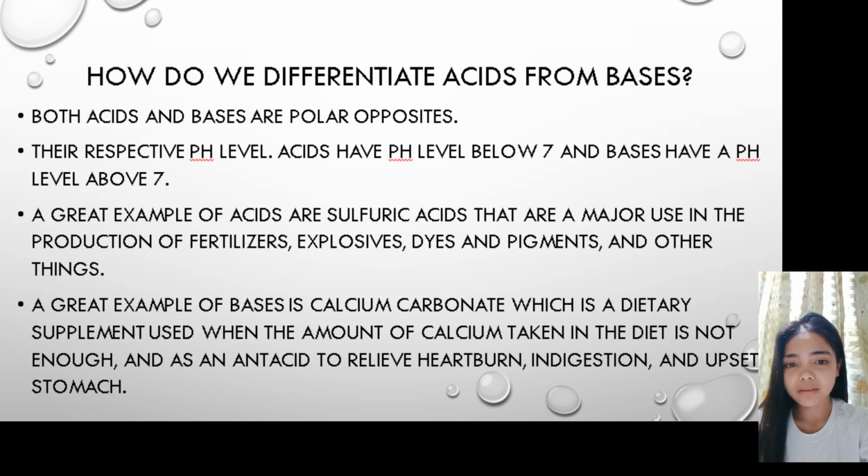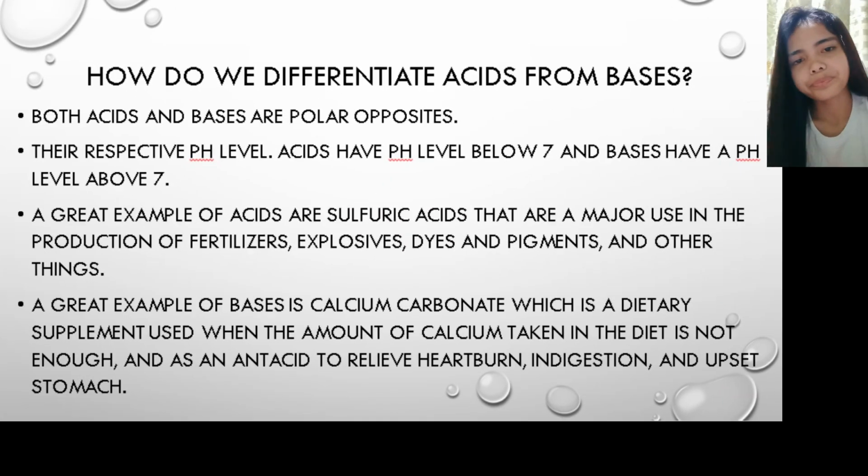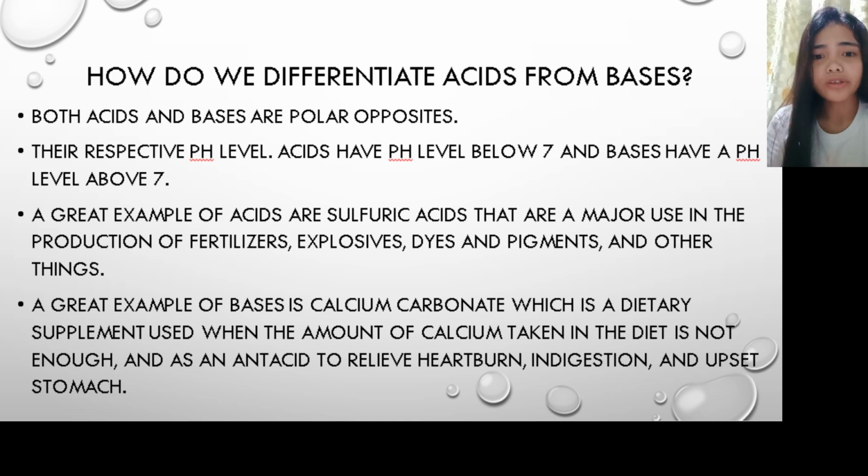But before that, how do we differentiate acids from bases? Both acids and bases are polar opposites. Why polar opposites? Since an acid is a proton donor and a base is a proton acceptor. In other terms, acids share their protons. Tapos si base, siya ang mo-receive sa proton gihatag ni acid. Which is why they have a relationship of polar opposites.